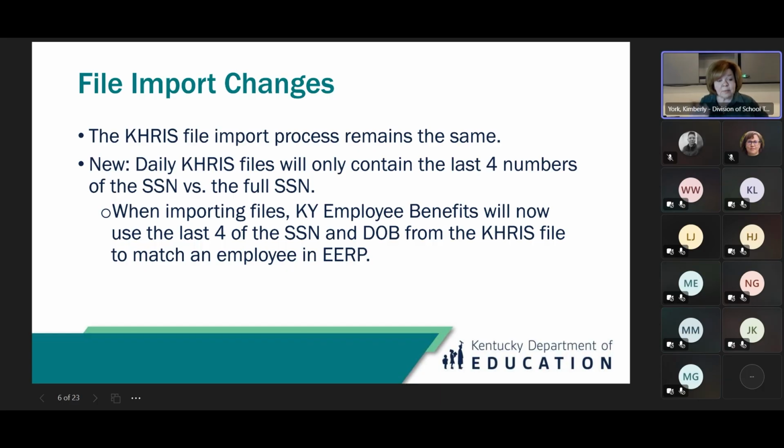What is new, as Kristen has introduced, is that the CRIS files will only contain the last 4 numbers of the Social Security number versus the full Social Security number. So when you're actually importing those files, what it's going to look for in that process is that Kentucky Employee Benefits will now use the last 4 of the Social Security number and the date of birth from the CRIS file to match an employee in EERP. Okay, Kristen.